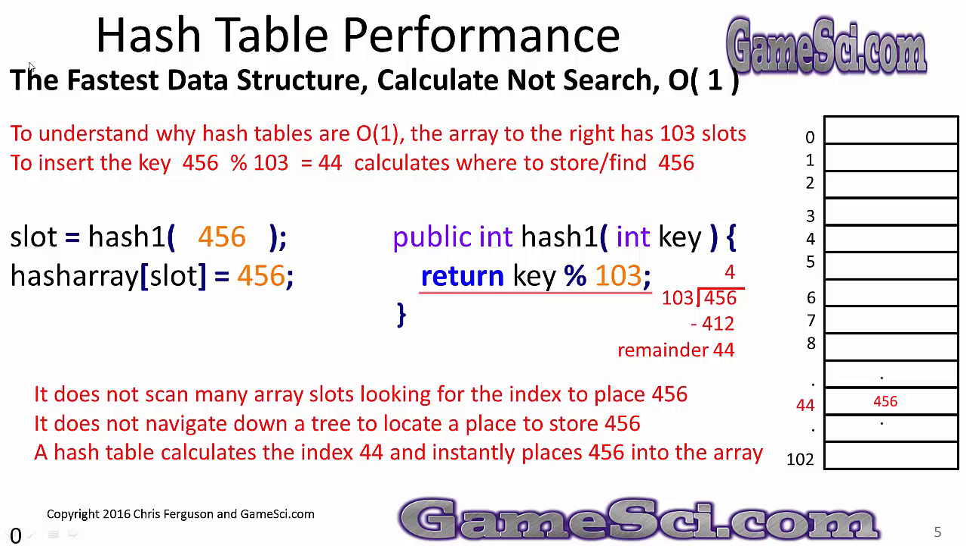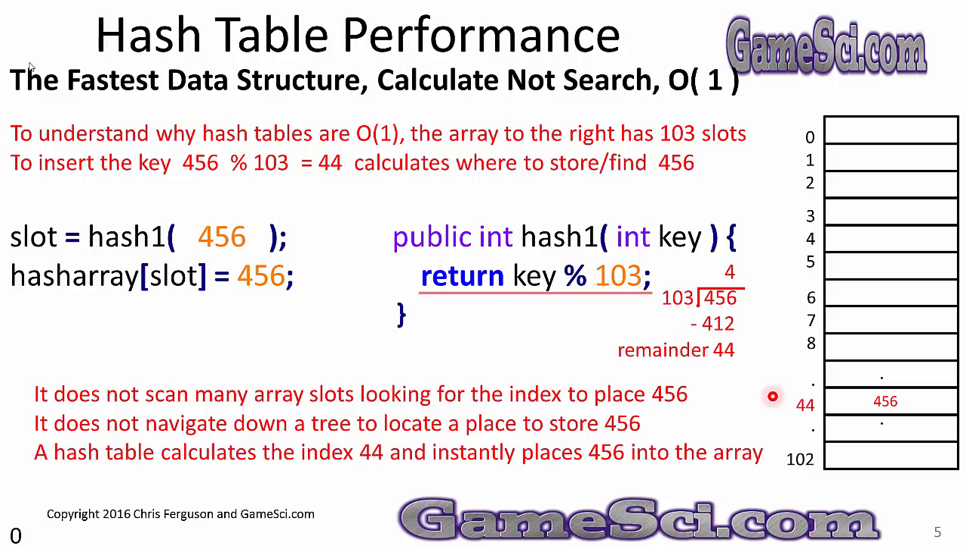To understand why hash tables are order of 1, the array to the right has 103 slots. Now, I can't show 103 slots, so I put some dots in there to show you that it goes from 0 to 102. I have 103 slots in my array. To insert the key 456, we would then have to do a modulus 103, because that's the size of my array, and it would equal 44. It calculates where to store or find the 456. If you do the math, 103 into 456 goes into it 4 times with a remainder of 44.